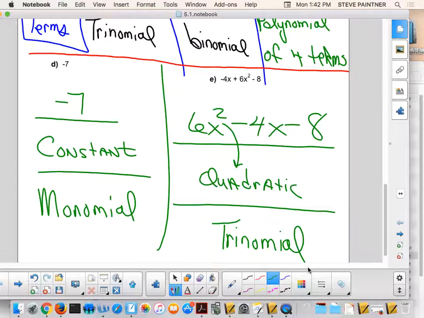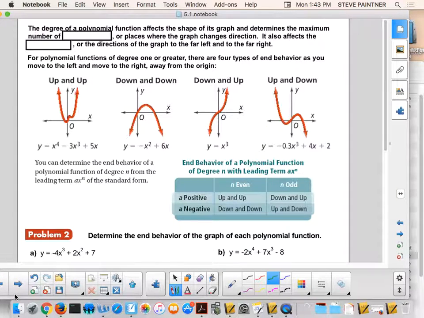Nomial means term. Tri means 3. Good. First page done. It's nothing but words. There's very little math today. You're probably going to like this assignment. It's pretty simple. You just have to use a lot of names. This is math class. Okay, here we go.